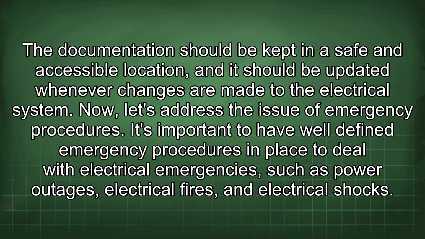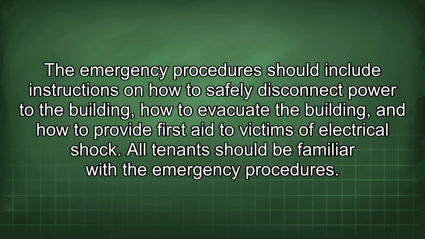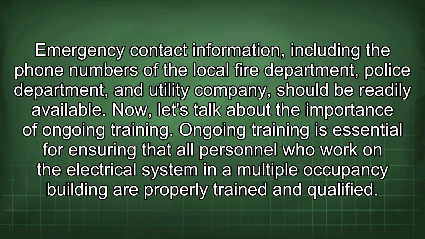Now, let's address the issue of emergency procedures. It's important to have well-defined emergency procedures in place to deal with electrical emergencies such as power outages, electrical fires, and electrical shocks. The emergency procedure should include instructions on how to safely disconnect power to the building, how to evacuate the building, and how to provide first aid to victims of electrical shock. All tenants should be familiar with the emergency procedures. Emergency contact information, including the phone numbers of the local fire department, police department, and utility company, should be readily available.